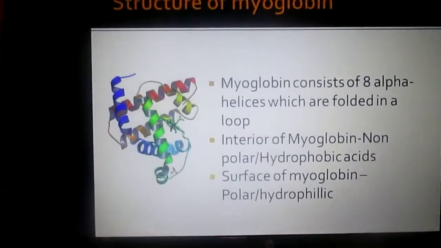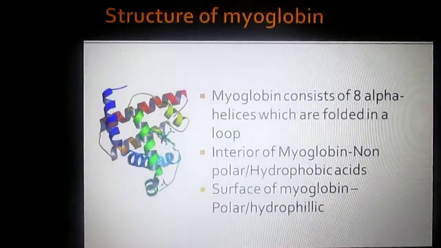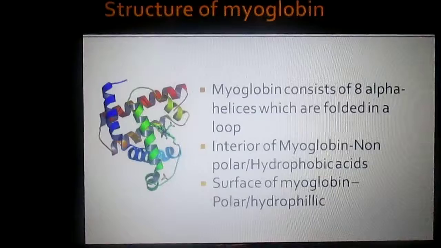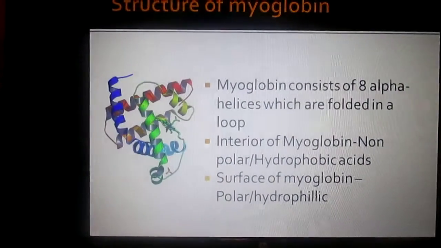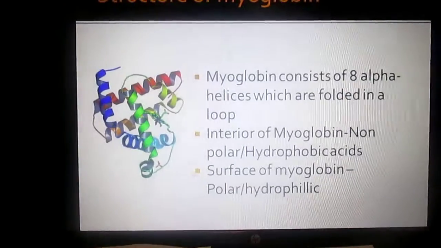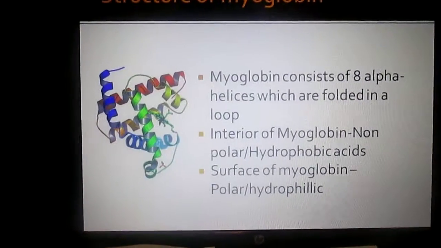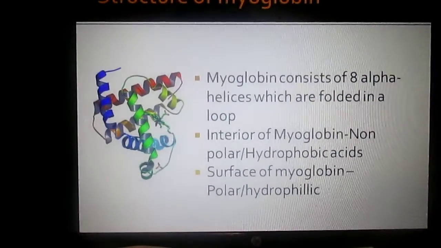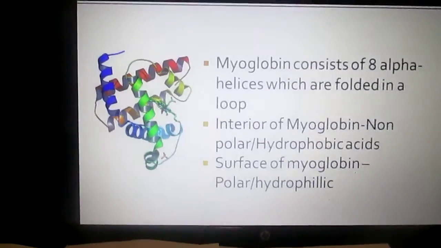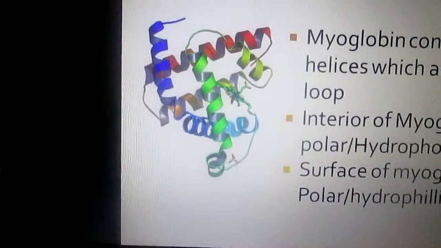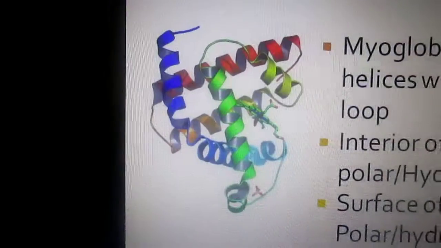Now, the structure of myoglobin consists of 8 alpha helices, which are folded in a loop. The interior of myoglobin is made of non-polar hydrophobic amino acids, and the surface of myoglobin is made of polar hydrophilic amino acids. And this is the myoglobin structure right here.